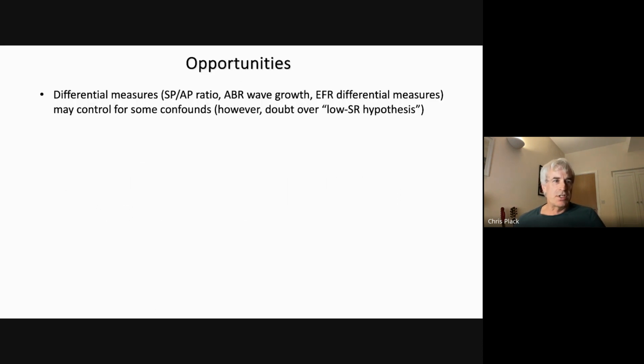So just quickly, the opportunities, as I mentioned, differential measures. Can we control for some of these confounds, this inter-individual variability, by using these differential measures that have one measure that isn't affected by synaptopathy and another measure that is? So things like the summating potential, action potential ratio, Stefan Maison's been pursuing that one. We have ABR growth, so you expect, if the low SR hypothesis is true, things to be affected at high levels. And then you have various measures related to the envelope following response. So it might be possible to control some of these confounds.